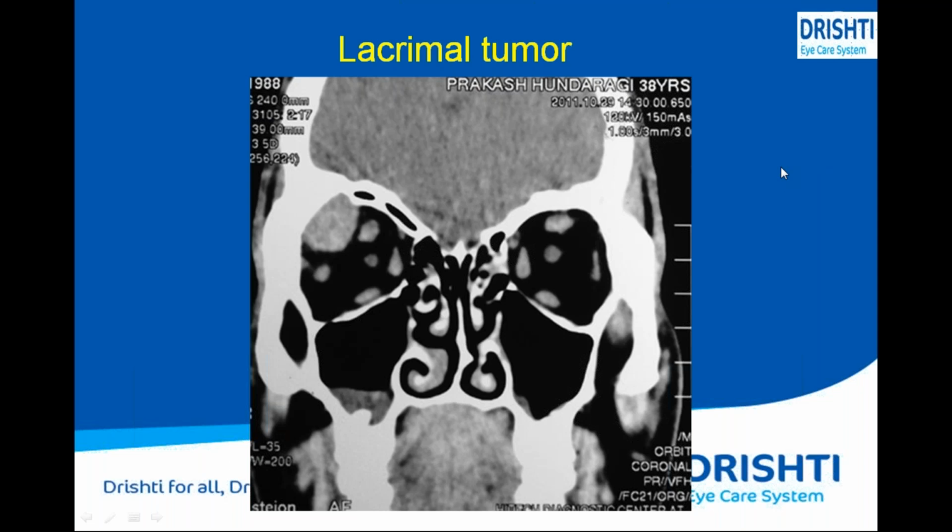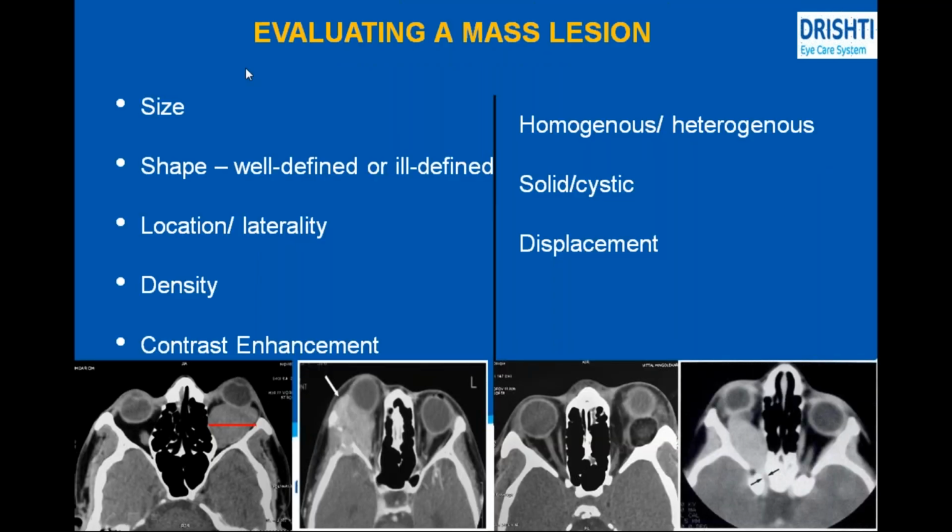So while evaluating a mass, what has to be seen? Size of the mass has to be seen, shape of the mass, whether it is well defined or ill defined, location, where it is located, laterality, which eye is involved, density, how dense the mass is, is it harder or softer, and again whether there is contrast enhancement of the image or not.